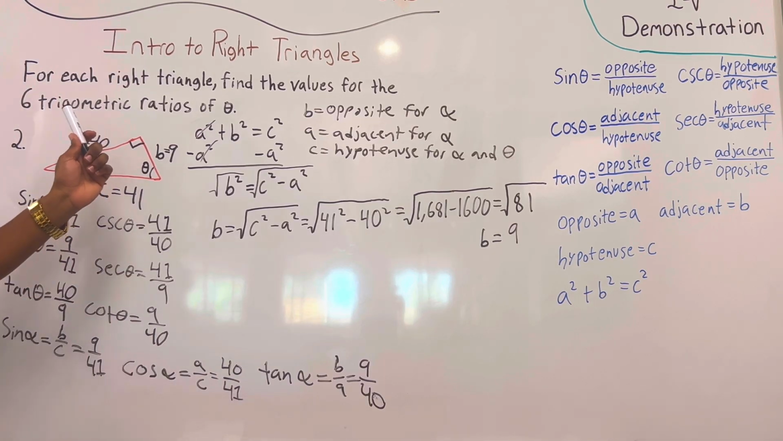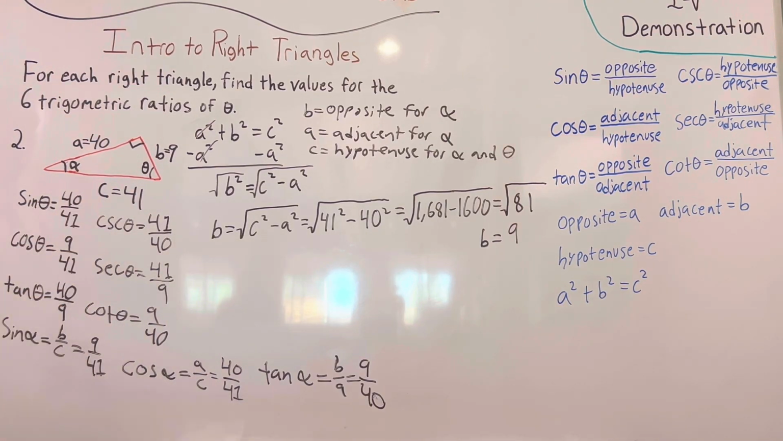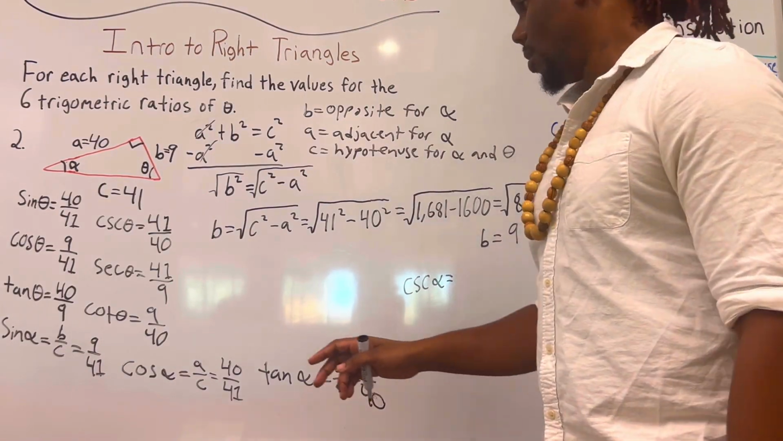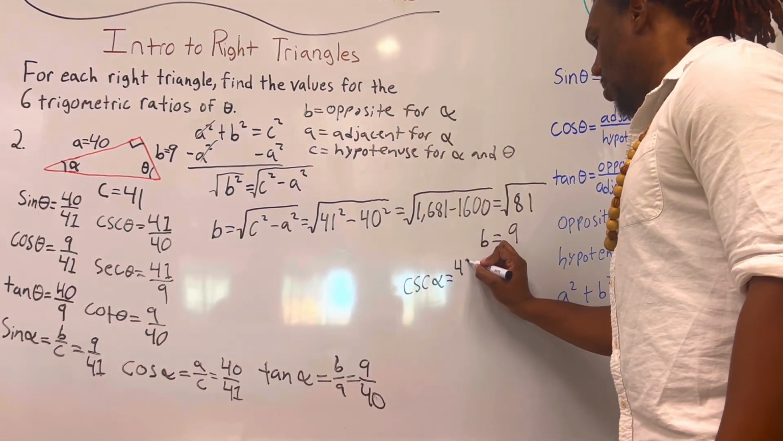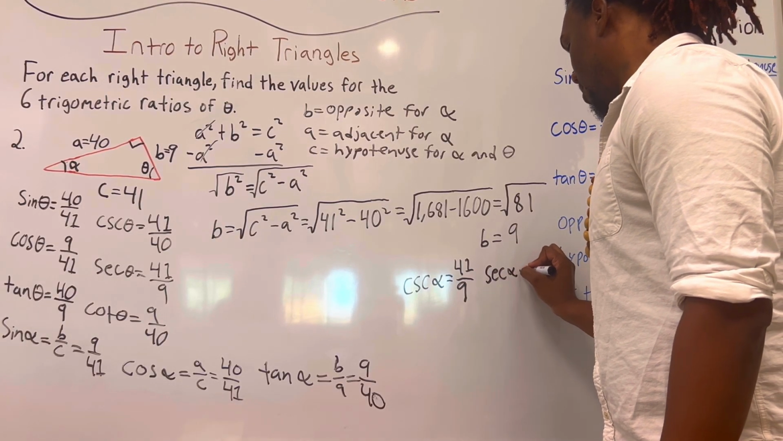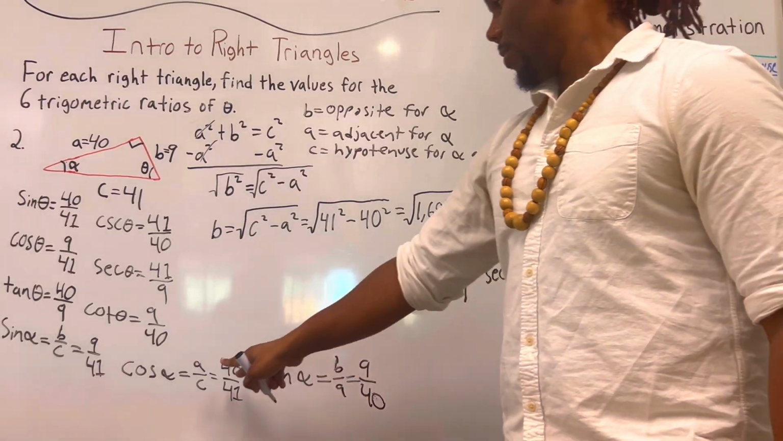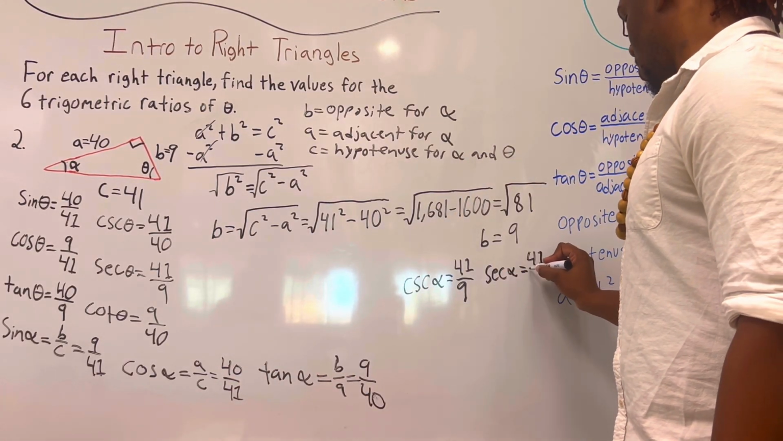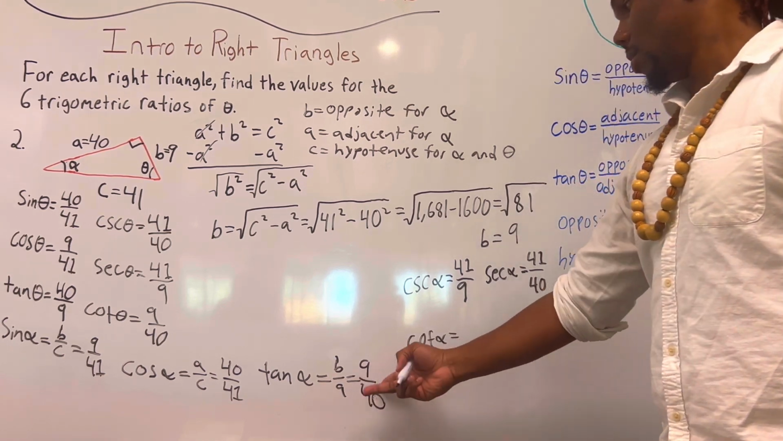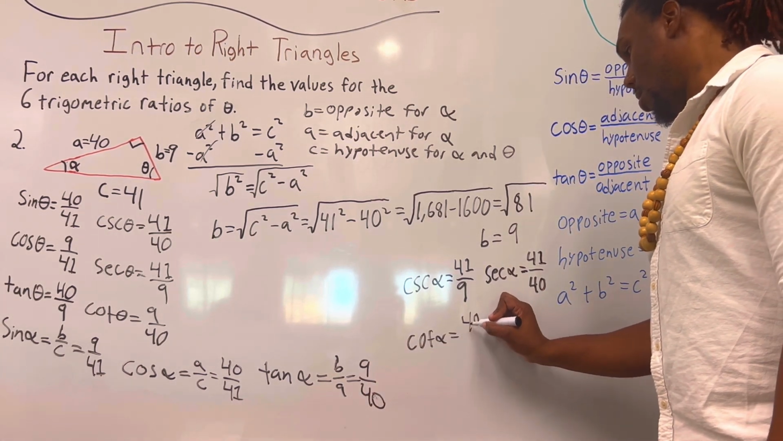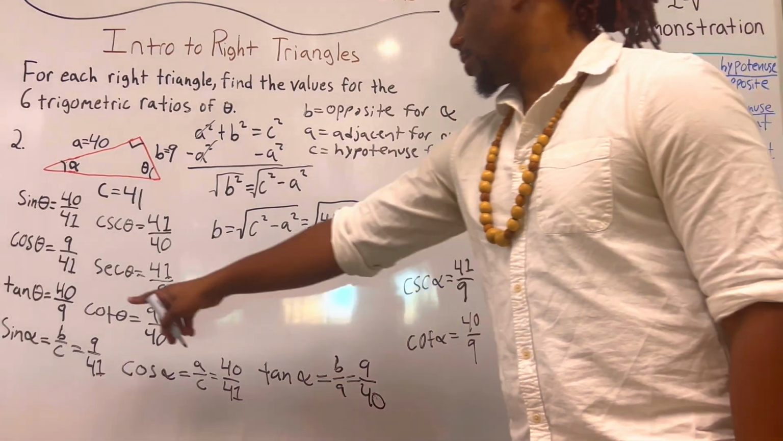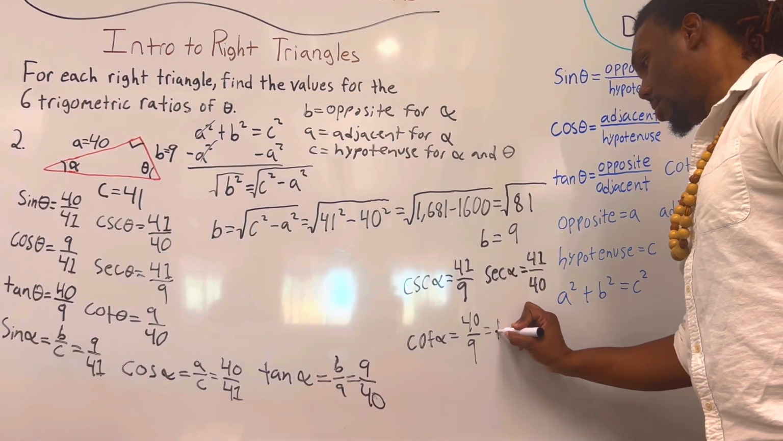Then the rest of the trig functions, which are going to be the reciprocals, is going to give you cosecant alpha is going to be the reciprocal of sine alpha, which is 41 over 9. Then for secant alpha, we flip cosine alpha, which is going to give us 41 over 40. And then cotangent alpha is going to be the reciprocal of tan alpha, which is going to give you 40 over 9.